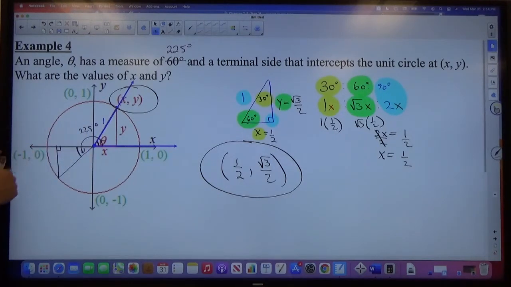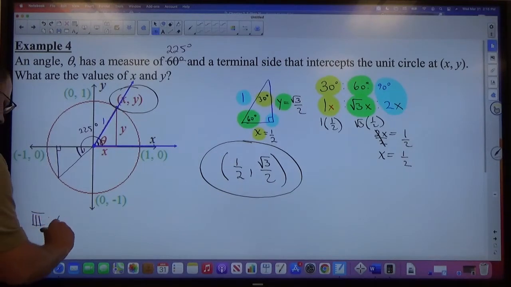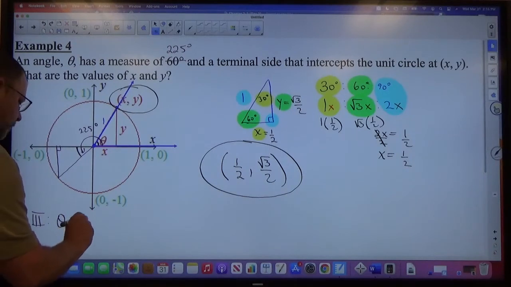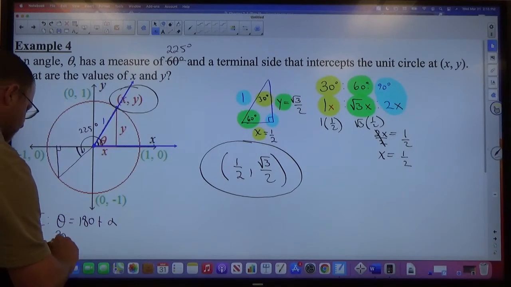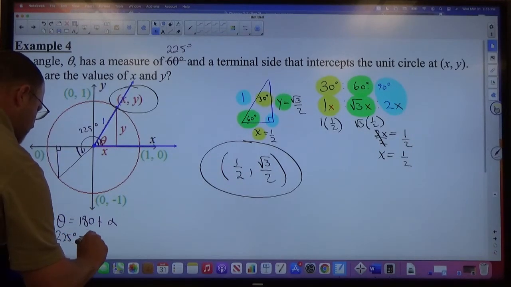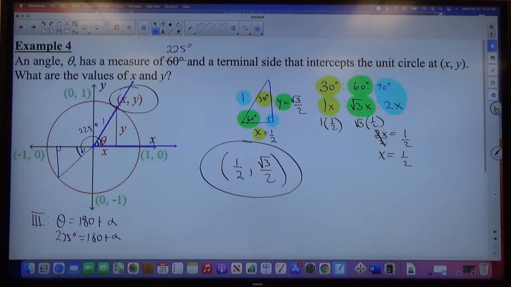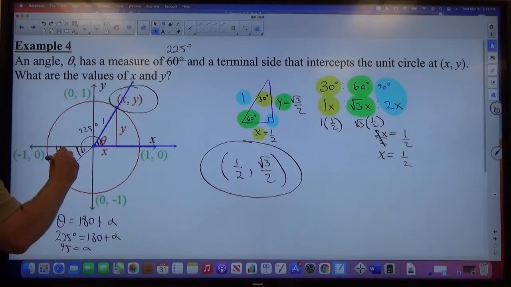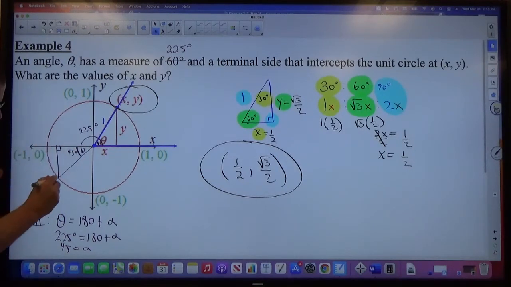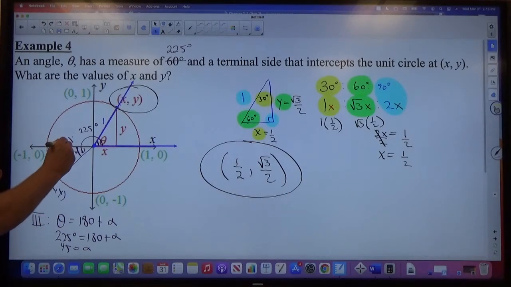In the first quadrant, the reference angle was the standard position angle. But in the third quadrant, if you recall, the given angle equals 180 plus the reference angle. The given angle is 225. If I subtract 180, I'm going to get 45 equals alpha. So this is a 45-degree angle here. I'm trying to find the ordered pair here, x comma y. X is how far I'm moving horizontally, y is how far I'm moving vertically.